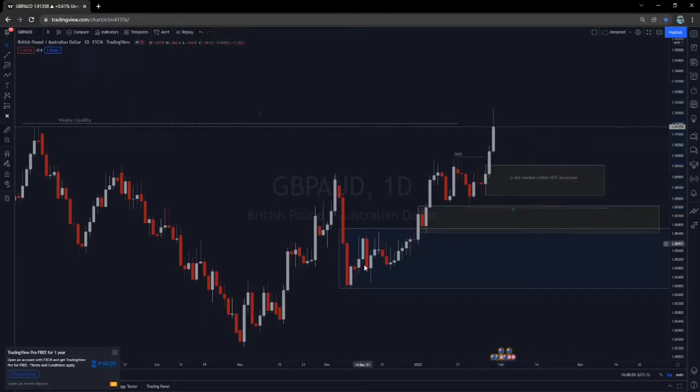Now, when we're looking into the weekly demand zone, there is no good area of demand, because as you can see right here, there is efficiency. So these are not good areas to buy from, right? So that's what I see on GBPAUD, right?